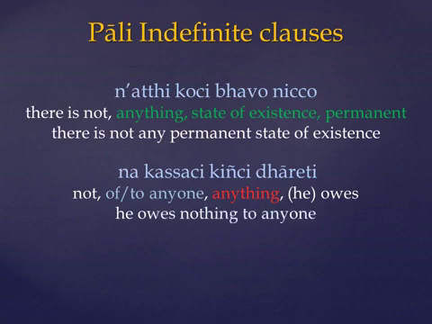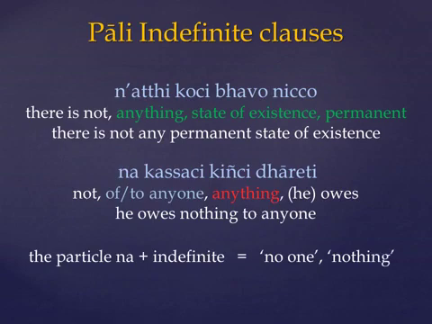From these few examples, we can see that when a sentence includes the negative particle na, and also an indefinite pronoun, the pronoun itself may become no one or nothing, depending on the context.